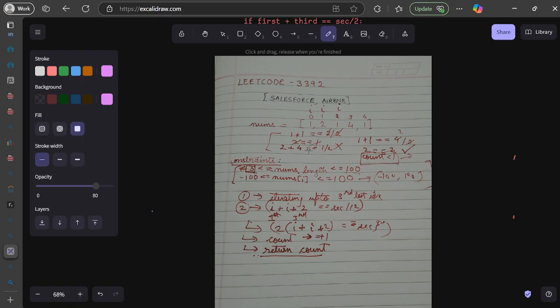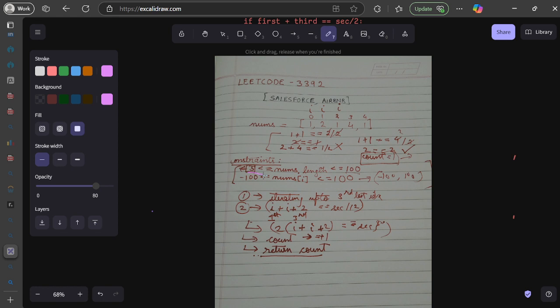So this is the nums array given to us. We have to calculate how many such three length subarrays are possible where the first and third element of that subarray is equal to the second element divided by 2. And these are the constraints given to us.